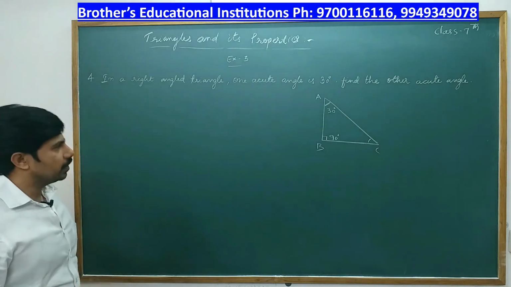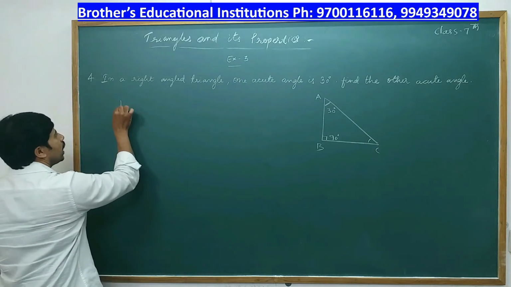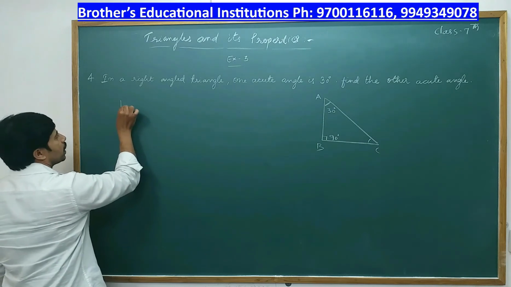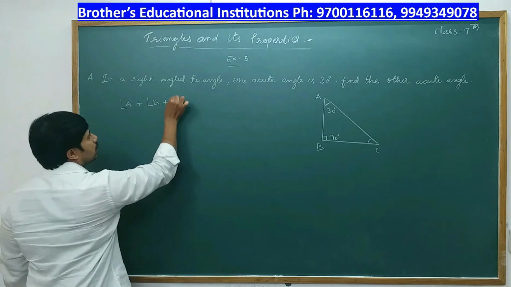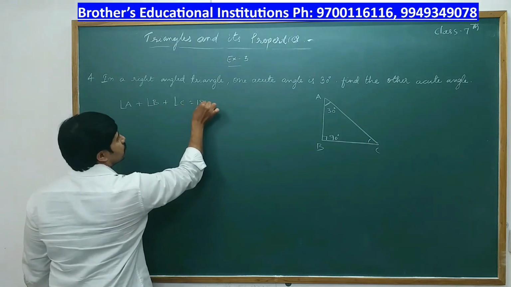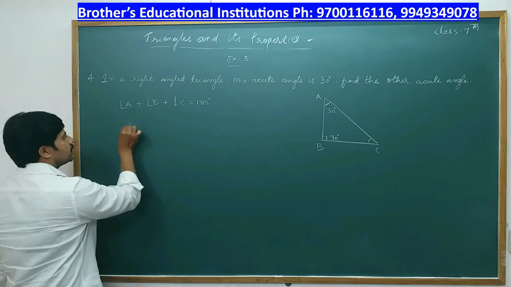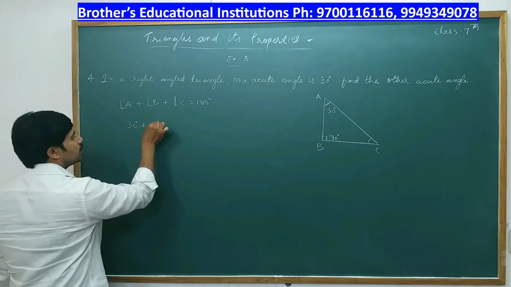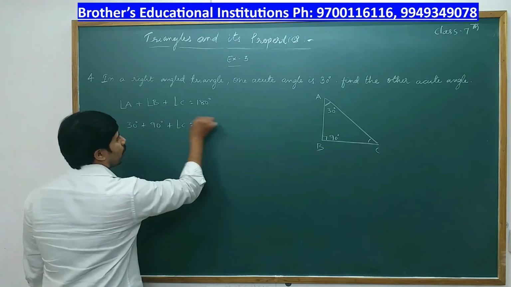How do we find the other acute angle? Using the angle sum property. That means in the right angle triangle, angle A plus angle B plus angle C is 180 degrees. We need to find angle C. So angle A is 30 degrees, angle B is 90 degrees, plus angle C is 180 degrees.